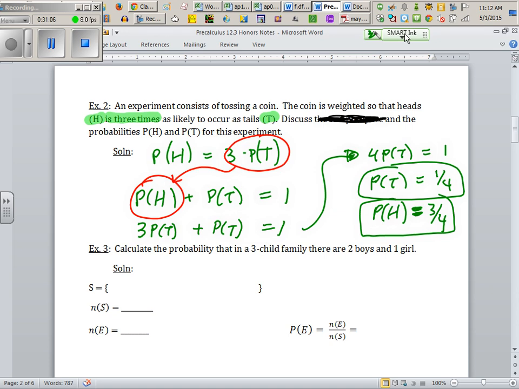So notice that the numerators are in ratio 3 and 1, but the denominator is 3 plus 1. See that? Because the number of elements in tails plus the number of elements in heads has to add up to the sample space, 4. So 1 plus 3 has to be 4. And 3 is 3 times more than 1. That's what those two sentences were saying. So feel free to solve them algebraically, like I just did.